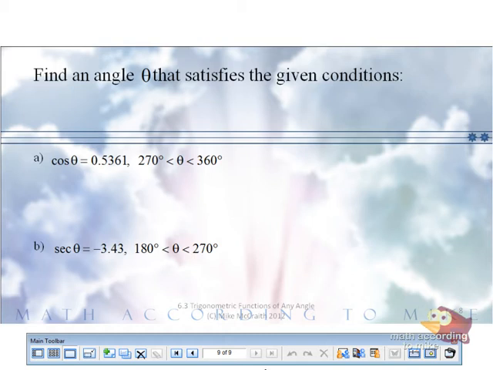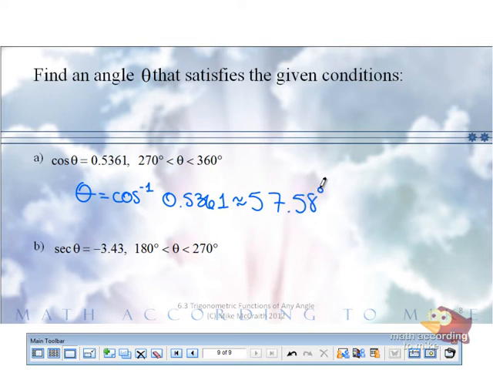So if you would please throw in cosine inverse of 0.5361. Let's go to 2 decimal places. Yep, 57.58 degrees.